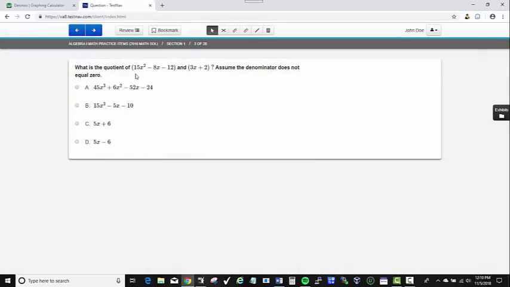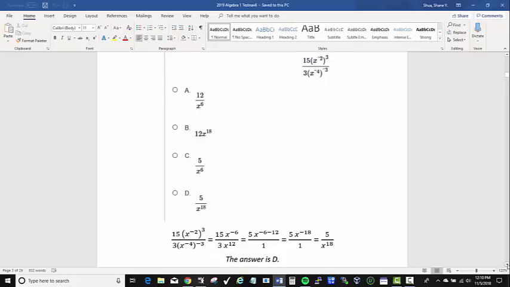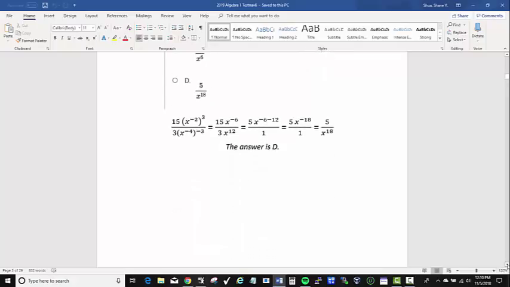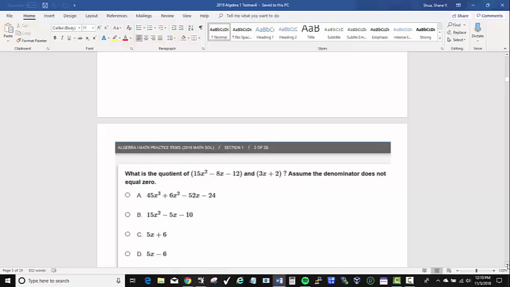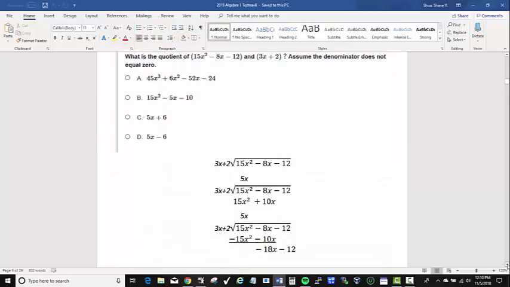What is the quotient of 15x squared minus x minus 12 and 3x plus 2? Assume the denominator does not equal 0. Basically, they're just saying, assuming that there is an answer for this. So let me go to where I've actually worked this out. This is simply division of polynomials. So here it is, 3x plus 2 is dividing 15x squared minus 8x minus 12.